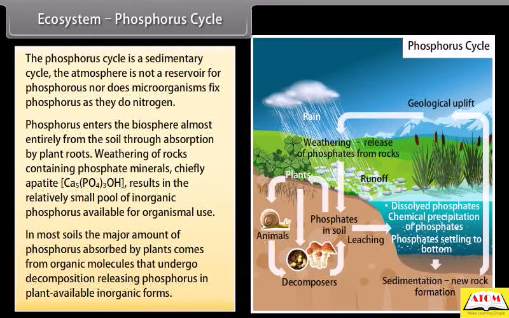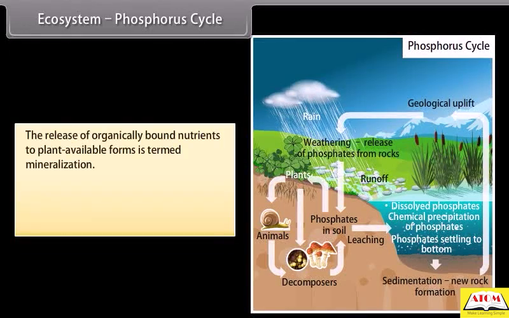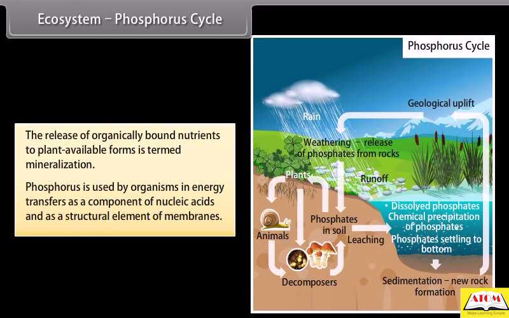In most soils, the major amount of phosphorus absorbed by plants comes from organic molecules that undergo decomposition, releasing phosphorus in plant-available inorganic forms. The release of organically bound nutrients to plant-available forms is termed mineralization. Phosphorus is used by organisms in energy transfers, as a component of nucleic acids, and as a structural element of membranes.